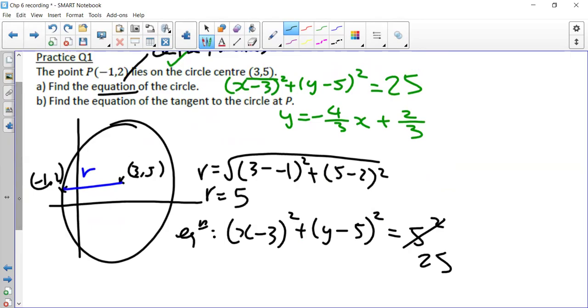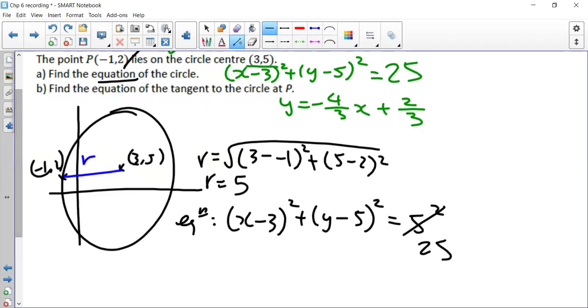Part B, find the equation of the tangent to the circle at P. So we want to find the equation of the tangent at P. Is there a way I can draw this? That's the tangent. So we need a gradient and a point. We have the point already, but we don't have the gradient. But what we know is, it's a bit ugly here, actually, the tangent looks a bit ugly. Well, actually, it's not ugly. It's the circle that is ugly.